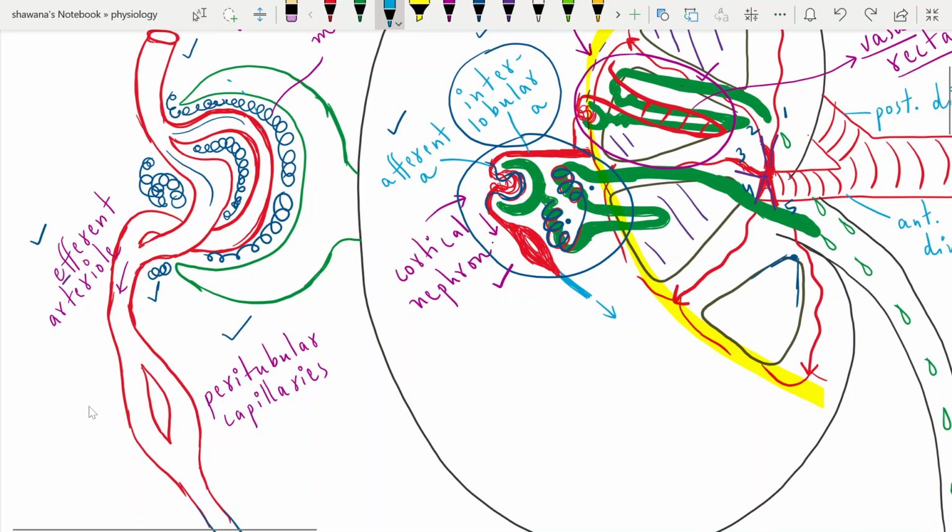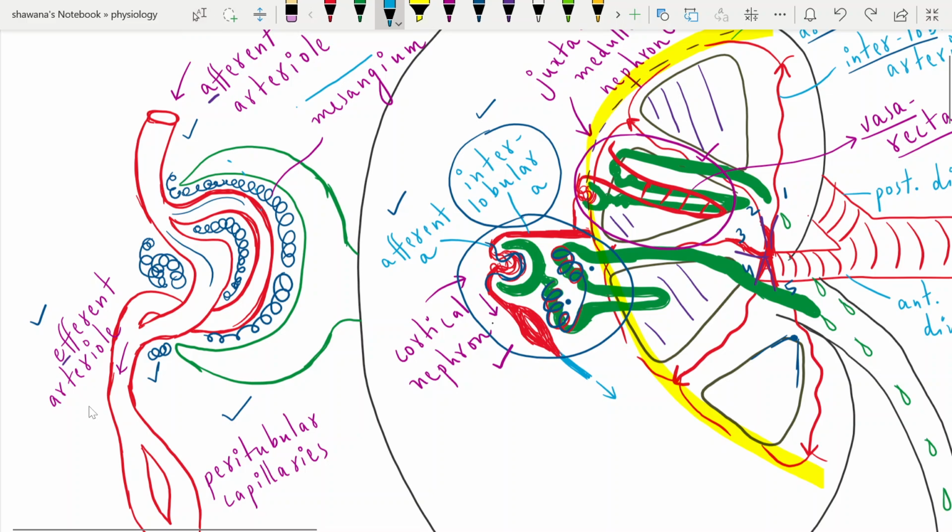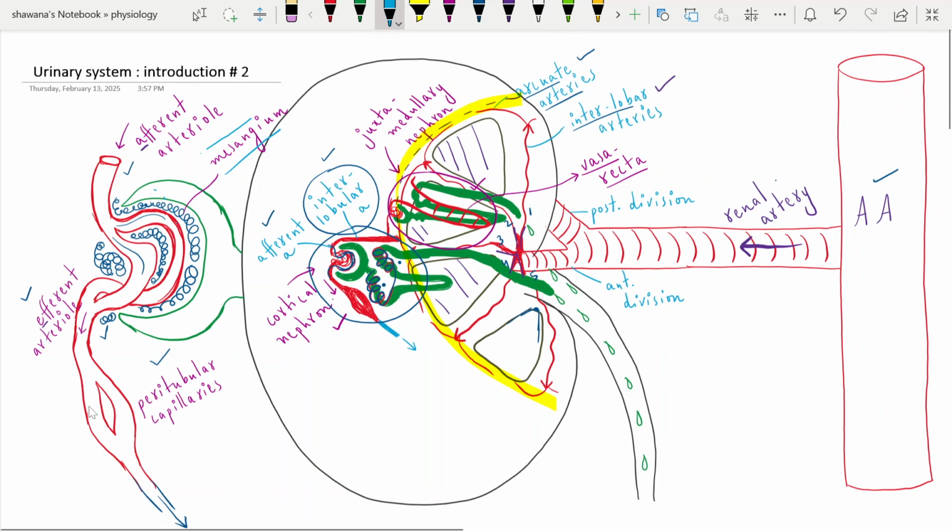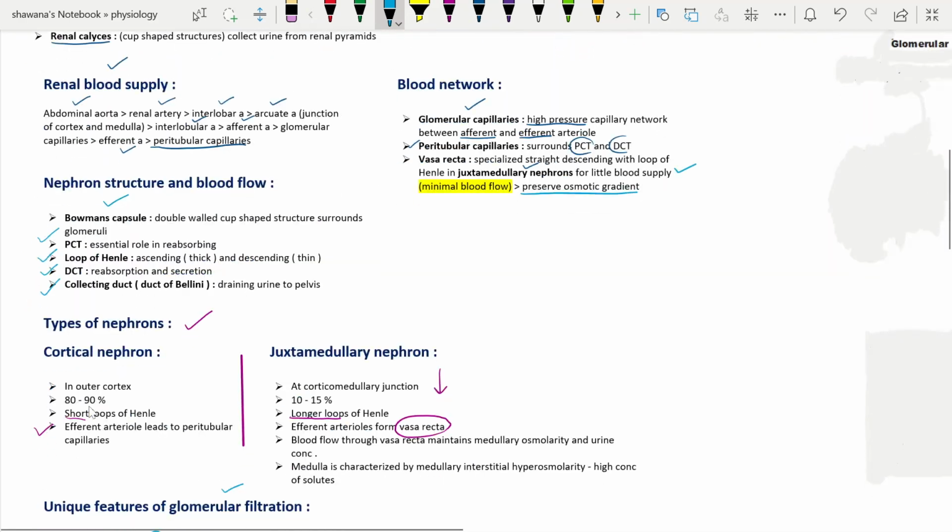Okay, mesangium is a connective tissue and it is located between the glomerular capillaries, and the function of mesangium is to support the glomerular capillaries. It also contains the mesangial cells, which are important in the secretion of various hormones and substances. We'll discuss them later.